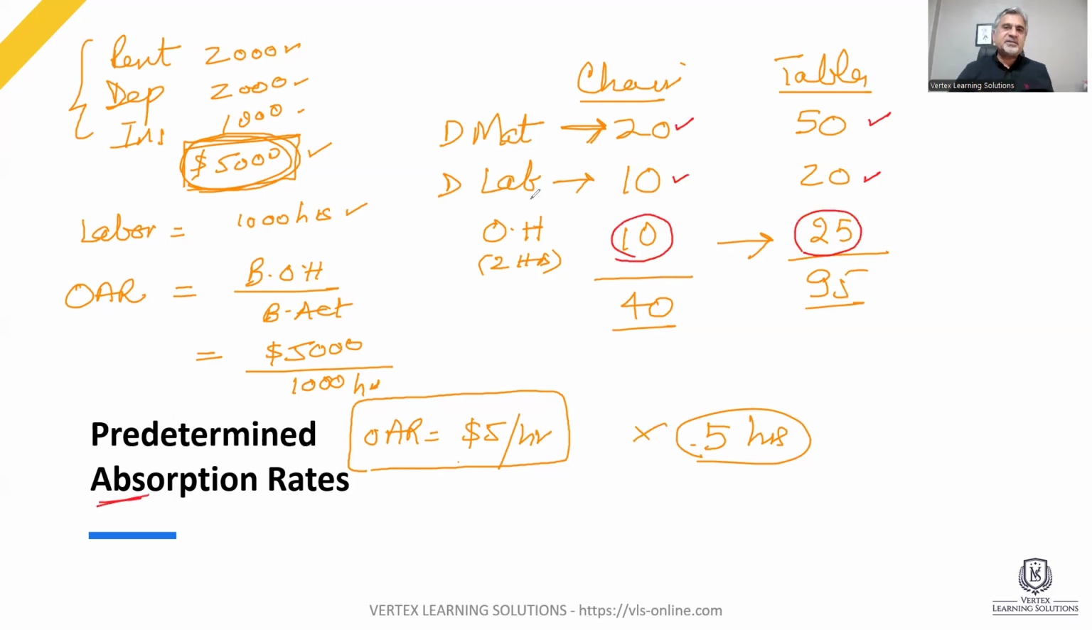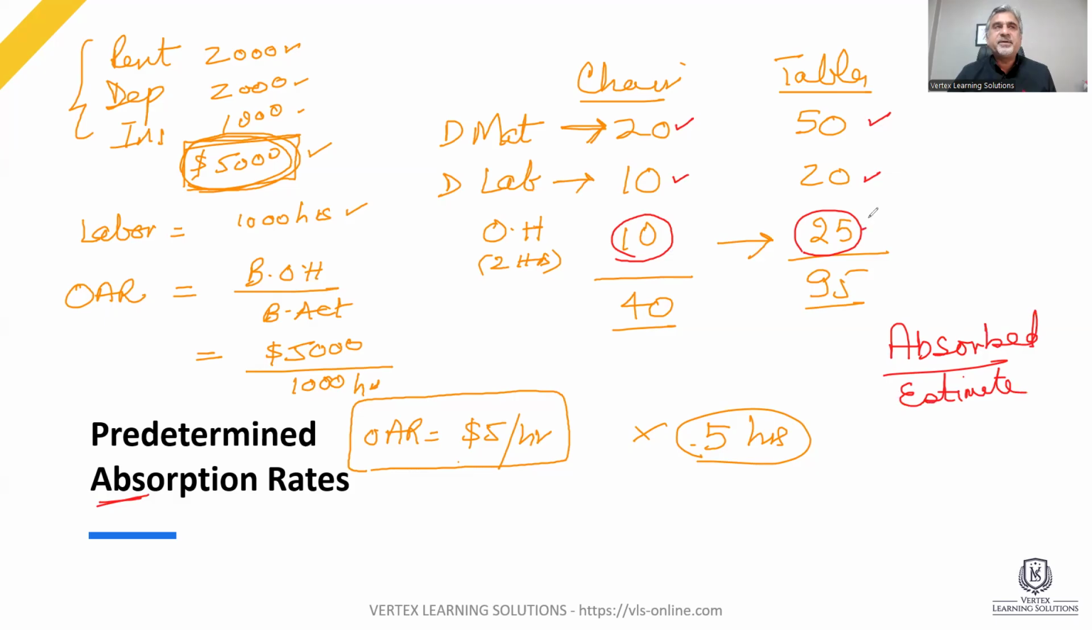We have discussed this in the previous session as well, that overheads are absorbed. Absorbed means that they are added into the total cost based on an estimate. So this is not the actual cost. This is not the actual number.